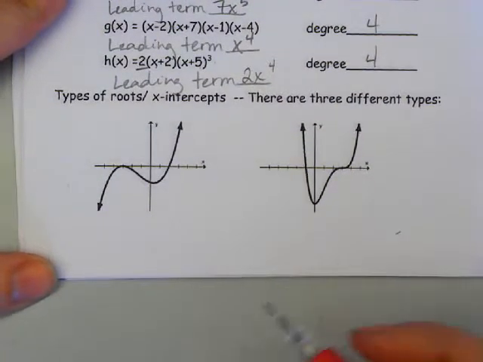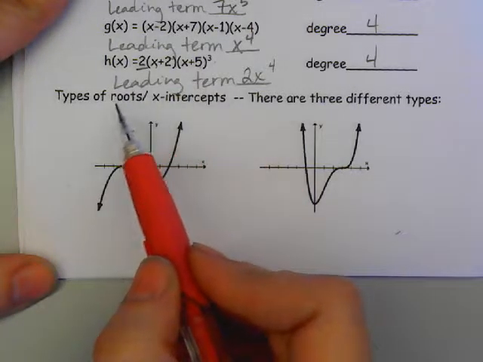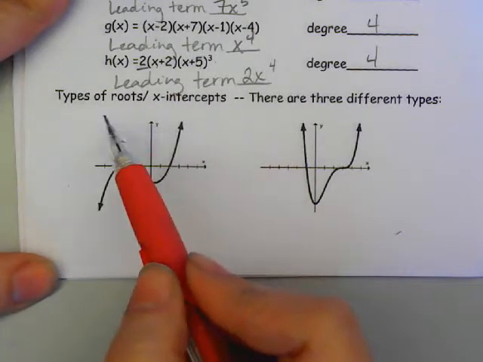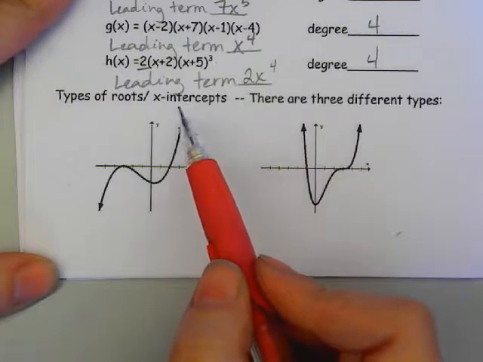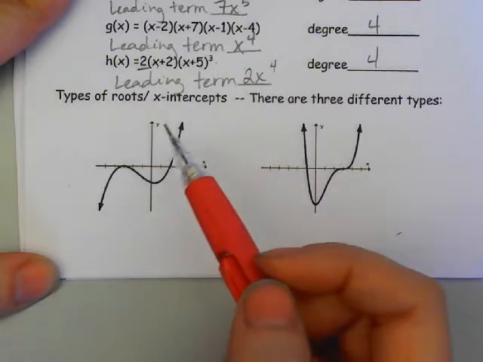The last one is types of roots. So we have roots, also called x-intercepts. They're the same thing. Wherever it crosses the x-axis, we call that a root.